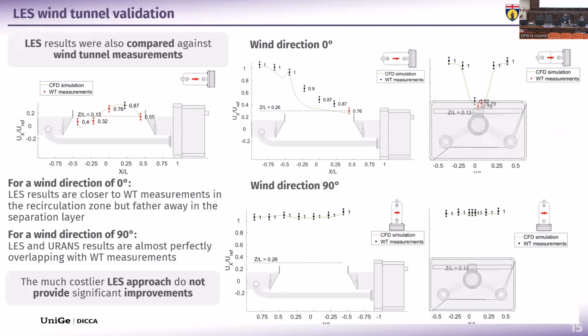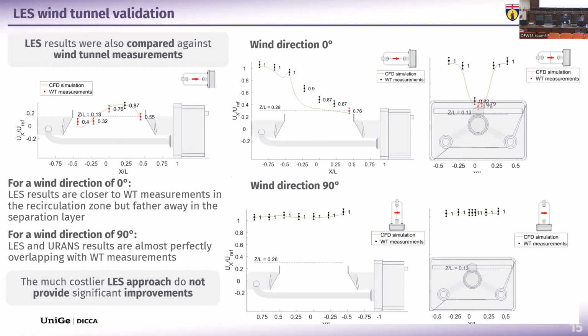Also, larger simulations were compared against wind tunnel measurements. On the left-hand side, quite good reproduction of the most turbulent part of the flow is visible, as expected from a larger simulation. However, for a wind direction of 0 degrees and a profile above the instrument sensing area, lower accordance is visible in this particular case. On the other cases, there is very good accordance, like for example in the case of the wind direction of 90 degrees, where almost no difference is visible.